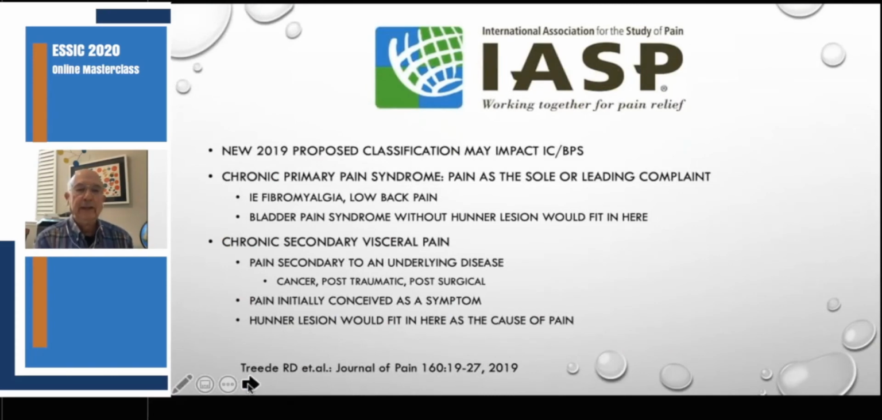In 2019, just last year, the International Association for the Study of Pain proposed a classification that may impact IC/BPS. They noted that there are chronic primary pain syndromes where pain is the sole or leading complaint. And this could be fibromyalgia or low back pain. And this would also include bladder pain syndrome without Hunner lesions, where pain is the primary complaint.